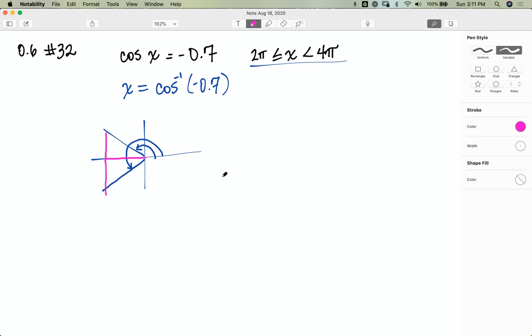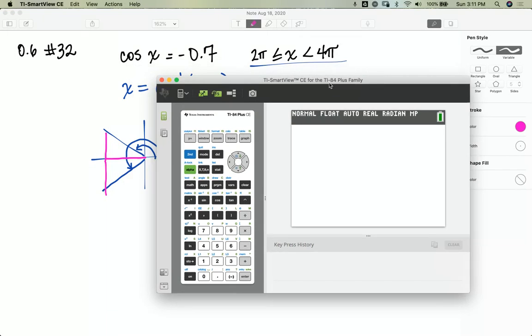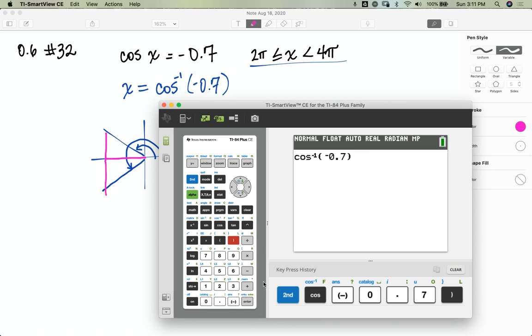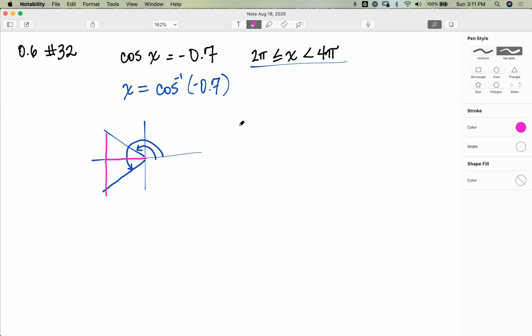All right, so from here, I think what we want to do first is get over to a calculator that is going to allow us to find the inverse cosine of negative 0.7. So we're going to go second cosine that gets the inverse cosine, negative 0.7 into that parenthesis, hit enter, and we have 2.346. So let's get that down. We've got x equals 2.346, although that's not an answer.